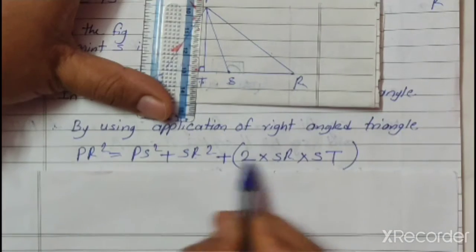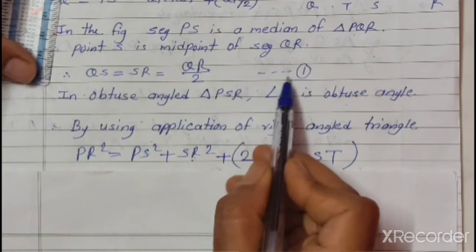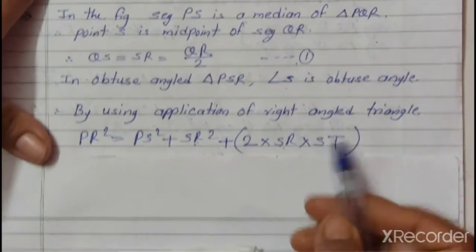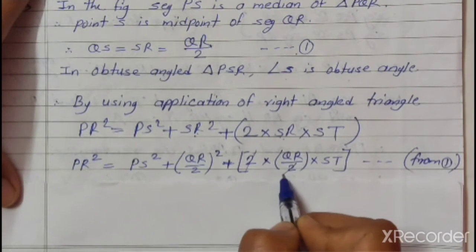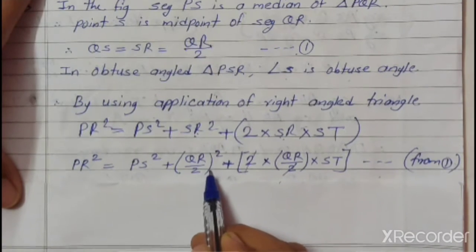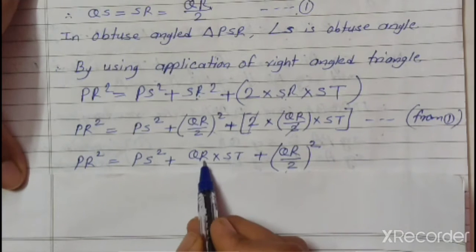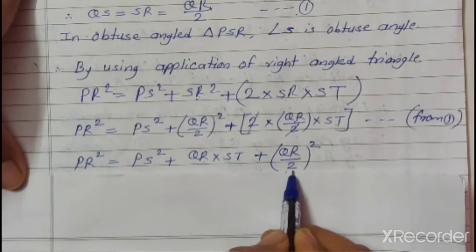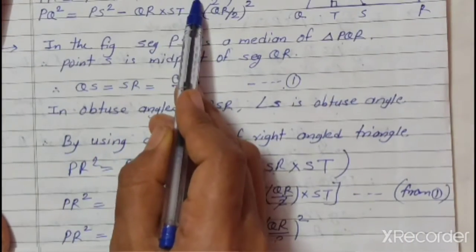So here I am just changing this SR value to QR by 2 from equation 1. Here you can simplify it. Now I am just exchanging this second and third step. So PR square is equal to PS square plus QR into ST, these remaining terms, plus QR by 2 bracket square. So our first statement is proved.